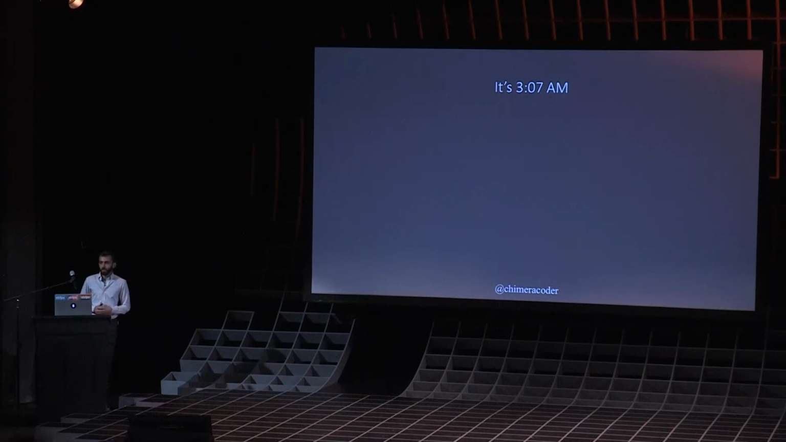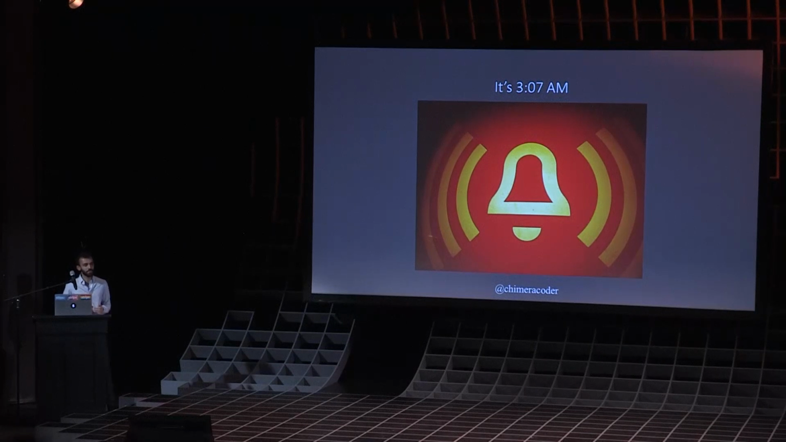So let's start with the story. It's 3:07 in the morning, you're in bed, you're asleep and dreaming, and suddenly your pager goes off. Now I know this has never happened to you, but let's just imagine. So you're a little bit annoyed that you want to get back to sleep as soon as possible, but you need to figure out if there's a problem. What's the first thing that you do to diagnose it?